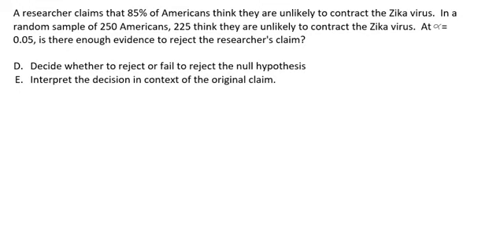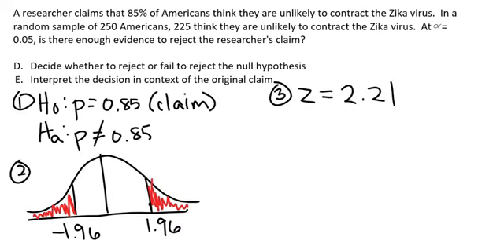Part D, decide whether to reject or fail to reject the null hypothesis, and then E, interpret the decision in context of the original claim. Let's list out what we have so far. Okay, so here we have all the answers from our first three steps. Now I want to take this standardized Z test statistic and plot it on my normal curve. When I plot it, I notice that I have it in the rejection region. That means that I'm going to reject the null hypothesis.